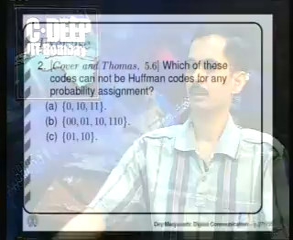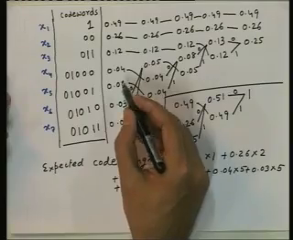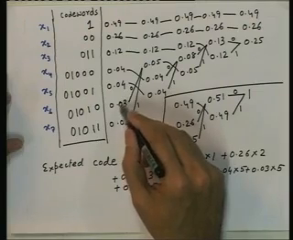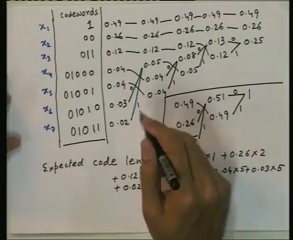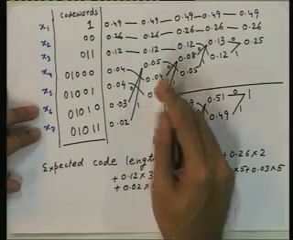Next exercise, which of these codes cannot be Huffman codes for any probability assignment? Okay. To solve this problem, we need to observe certain facts in the design process of Huffman code. So, what did we do when we tried to design Huffman code? We first ordered the probabilities in decreasing order and then combined the least 2 probabilities into one. So, we combine these 2 symbols as one new symbol from this step onwards.